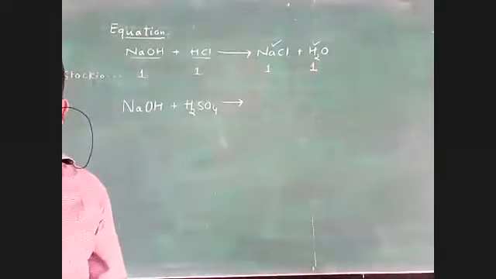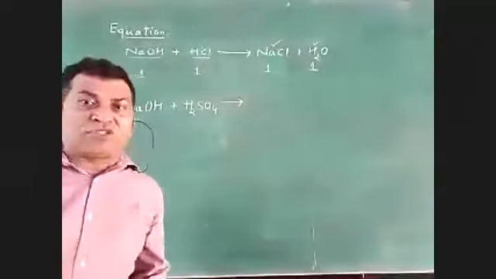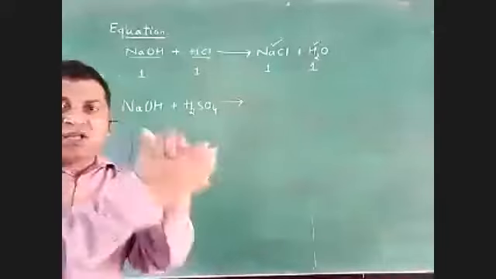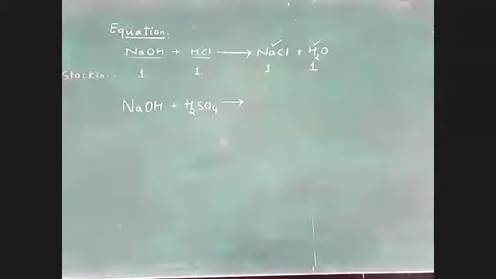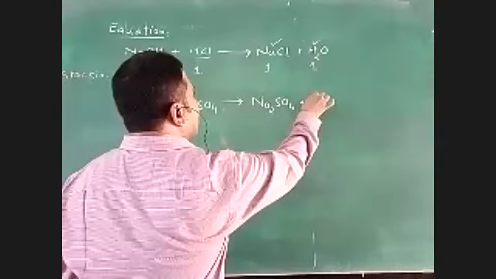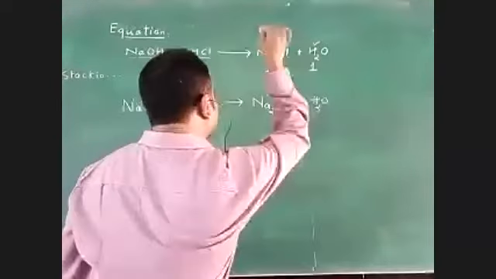Na2SO4 or NaSO4? What was the answer? I didn't see. Na2SO4, one is telling. Yes, all are telling. Very good. So here what we are going to get is Na2SO4 and H2O. Very nice. So here I'm writing Na2SO4 and H2O. That's done.